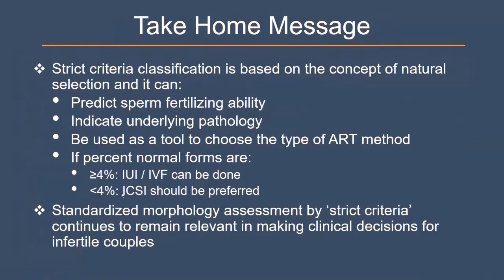So the take-home message of this presentation is that strict criteria classification is based on the concept of natural selection at the zona pellucida and the cervical mucus, and it can predict fertilization ability. It gives an indication of the underlying pathology, thereby assisting the clinician to guide the patient. It can also be used as a tool to choose the type of assisted reproduction technology in the laboratory, to guide the patient so that they have better success. And therefore, with this cutoff with a lower reference value of 4%, if it is higher, then the patient can go for IUI or IVF. If it is lower, then the patient should rather go for ICSI.